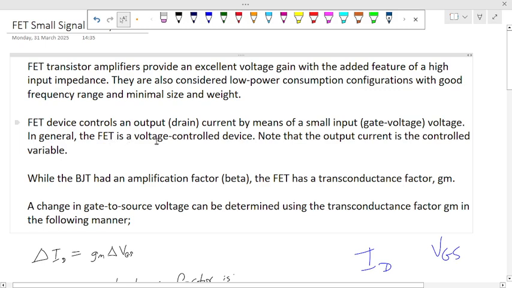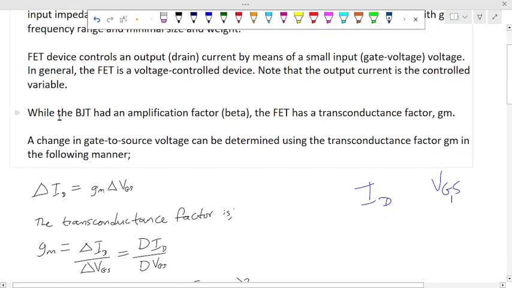In general, FET is a voltage controlled device, because this is what is controlling the output current. The gate voltage is what's controlling the output current. Note that output current is the controlled variable. This is what is being controlled; this guy controls something. What does it control? This. For BJT, it's a current controlled device, because BJT will control the output current using the base current. So BJT is current controlled. FET is voltage controlled.